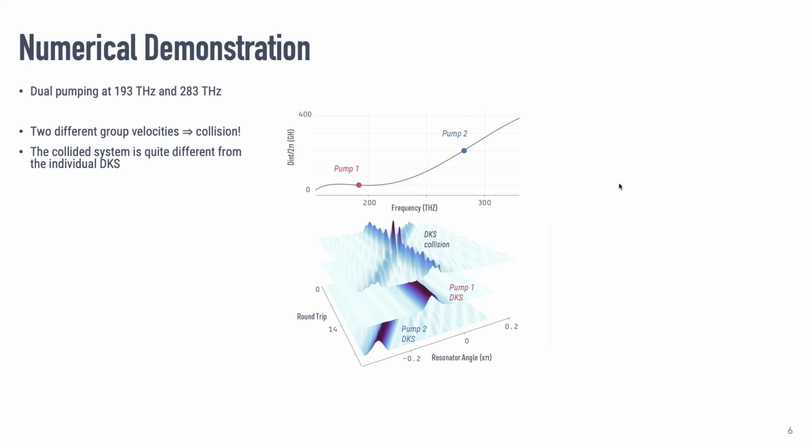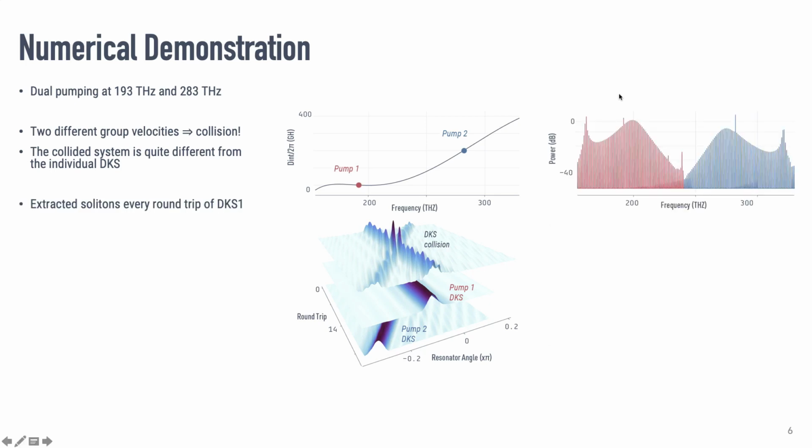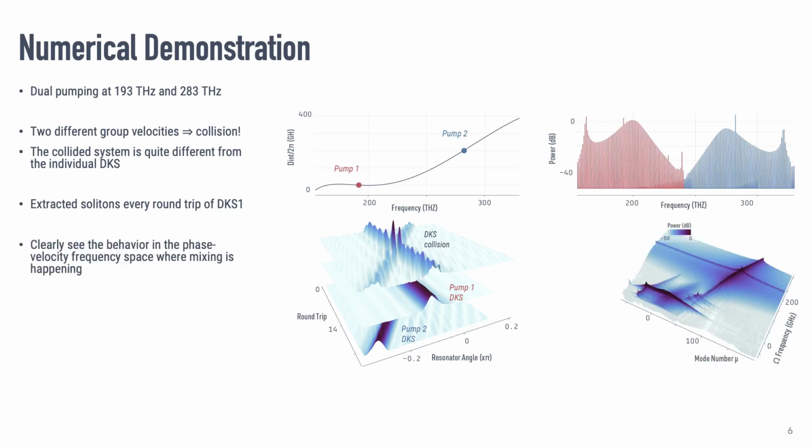It kind of reminds you of a breather, but the interesting thing is that these stripes here are actually parallel to the trajectory of the other soliton. Same thing: we extract it periodically, every round trip, recreate the pulse train, get the frequency comb, and plot it in this kind of 3D view.